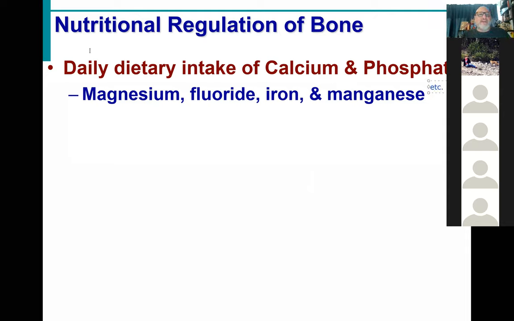And all of these are needed to produce bone matrix. So these are part of the materials that need to be ingested on a daily basis to be able to make the matrix. This is the kind of stuff that the matrix is made out of. And so obviously those are things that need to be ingested. But it's more than just the matrix itself.